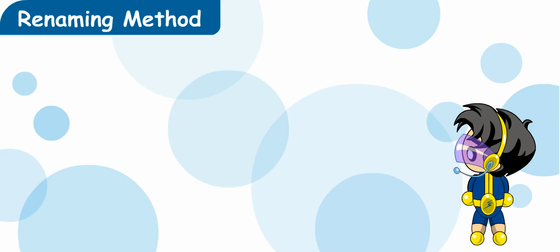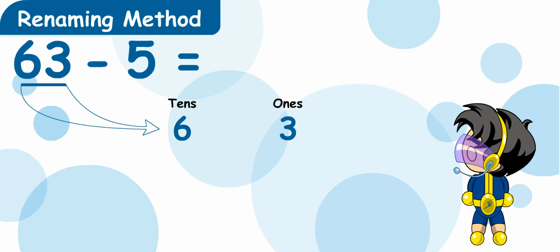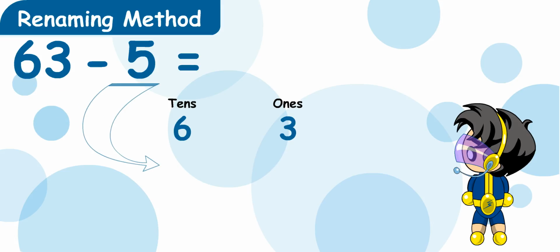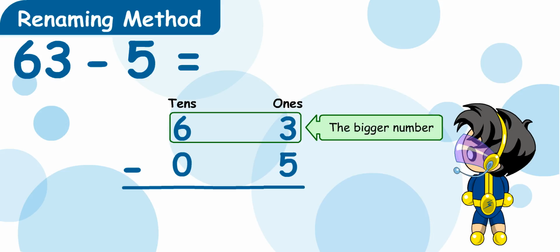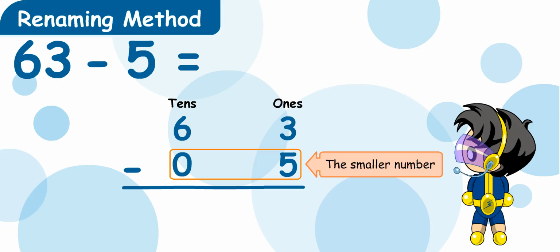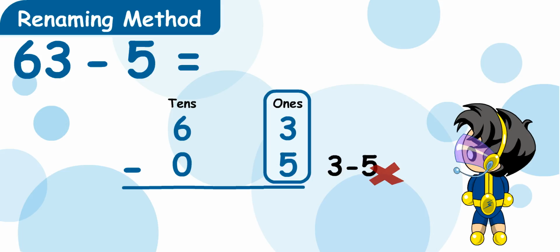How about 63 minus 5? First, I must break 63 up into tens and ones. So, in 63, there are 6 tens and 3 ones. While in 5, there is no tens but only 5 ones. Next, I rearrange the sum such that the bigger number is on top of the smaller number in terms of tens and ones. Then, I subtract the ones first, but I cannot minus 5 from 3.